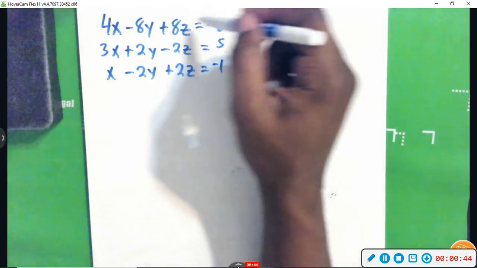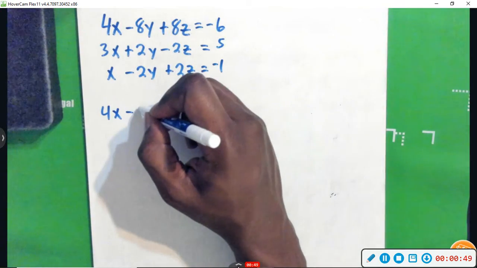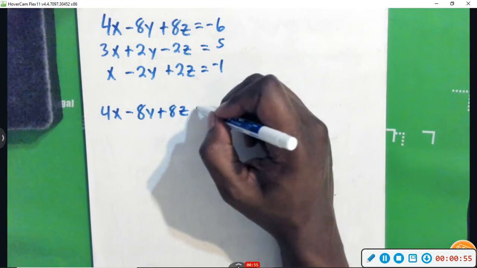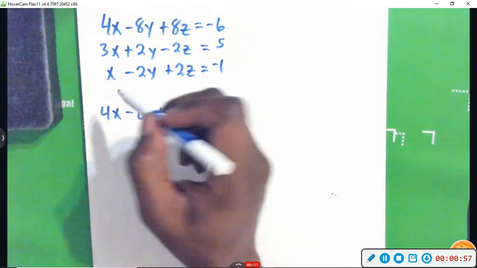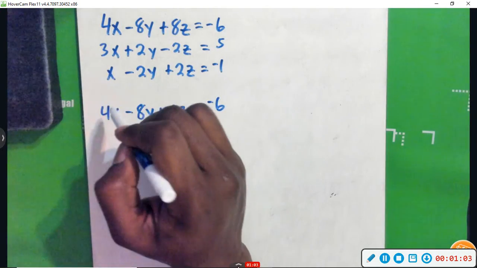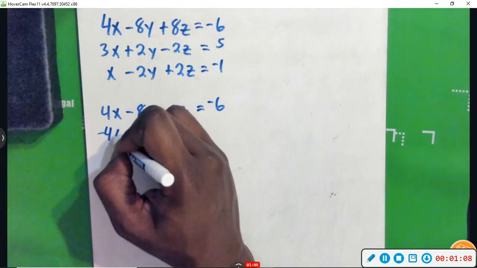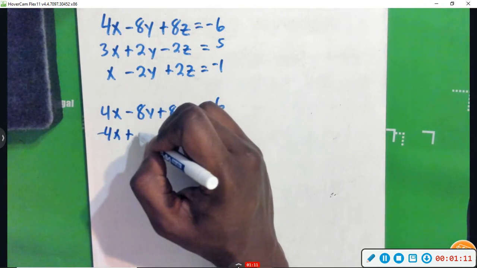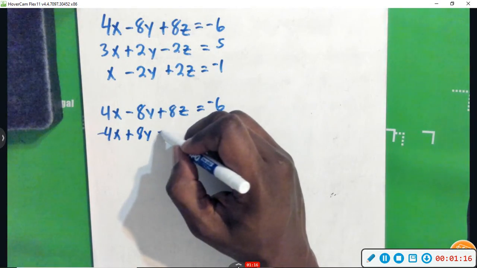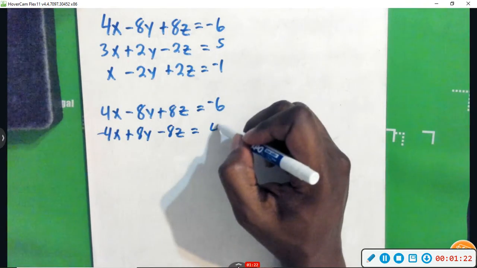Alright, so I'm going to start with the first one. I'm going to leave it the same: 4x minus 8y plus 8z equals -6. In order to eliminate x, I need to multiply by -4 to get x gone. So I'm multiplying this whole thing by -4. -4x, then it will become plus 8y, and then minus 8z equals +4.